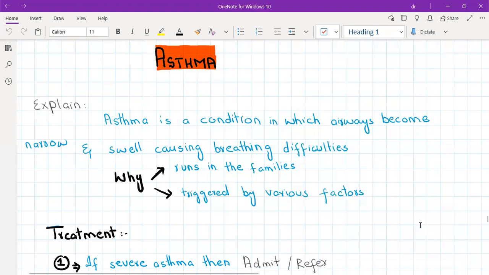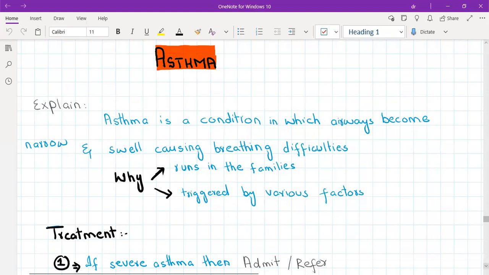Here we are going to talk about the patient who has mild asthma, maybe newly diagnosed, and he has walked on his feet to the clinic and he can talk and is not in that severe condition. So you will explain to the patient that asthma is a condition in which the airways become narrow and swell and cause breathing difficulties. Why does this happen? Because this runs in the family, so it has some genetic factors, and it's also triggered by various environmental factors.